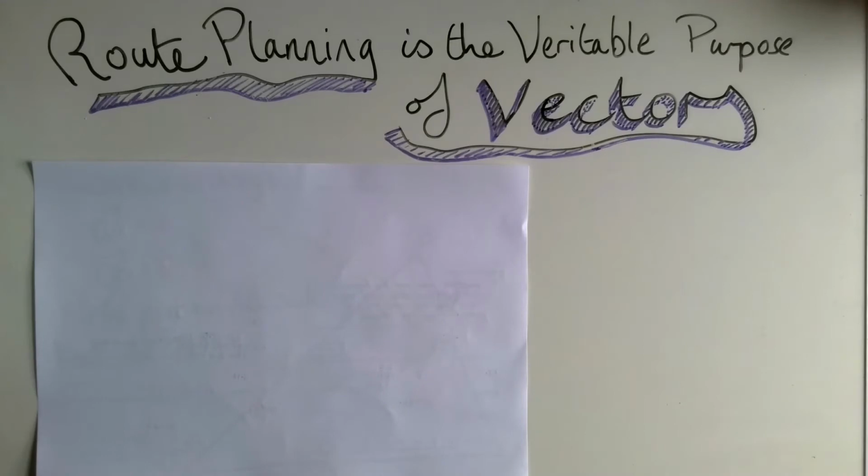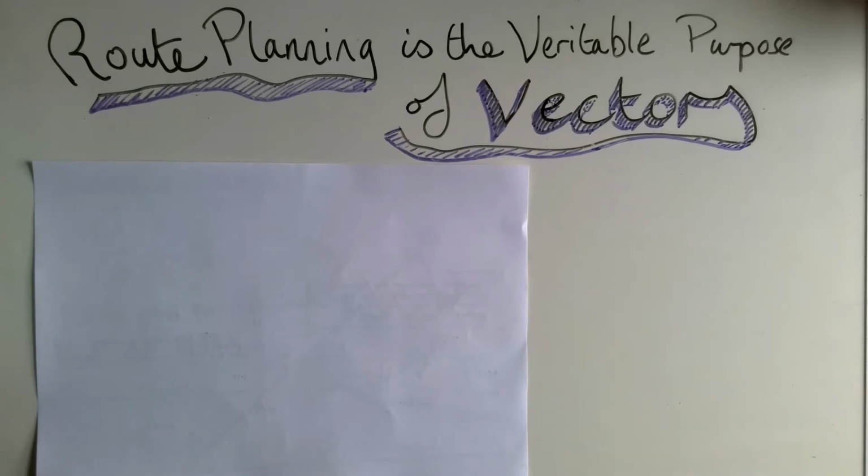Right, now vectors and vector geometry is something which a lot of people say, well, what's the point of this? Why are we doing this? One of the reasons they say that is because it's tricky, and when you see something tricky and it's all a bit abstract, you wonder why. So I'm calling this video Route Planning is the Veritable Purpose of Vectors.